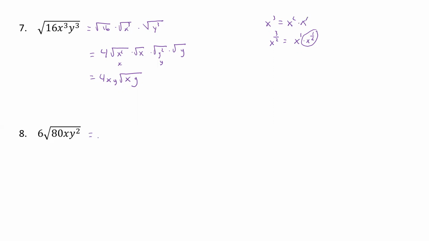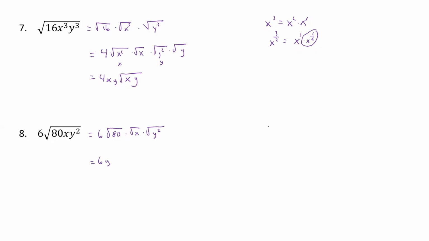All right, here what do we have? Well, we have 6 times the square root of 80 times the square root of x times the square root of y squared. Okay. What do we have here? The square root of x is just going to stay that, but the square root of y squared, that's just going to be y. So I can bring it out front. So I have 6 times y.